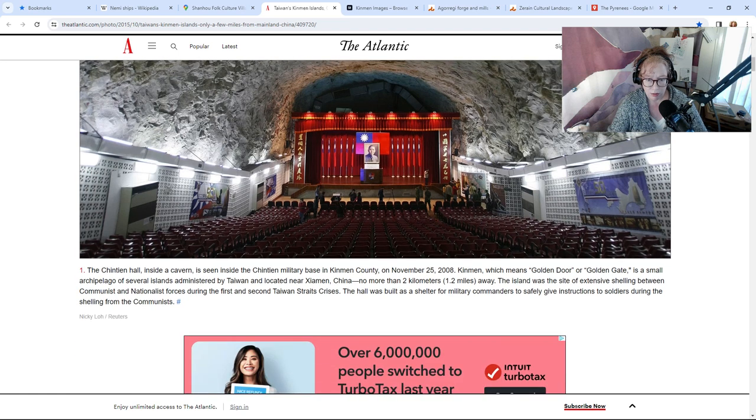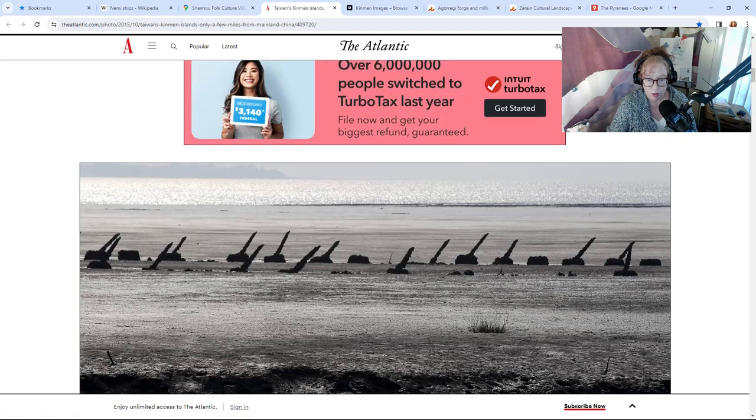This is a hall that is built in a cavern on Kinmen Island. Kinmen means golden door or golden gate. A small archipelago of several islands administered by Taiwan and located near Xiamen, China, no more than 2 kilometers away. Oh, part one of the islands is only 1.2 miles away. The main island we looked at was 5. The island was the site of extensive shelling between communist and national forces during the first and second Taiwan Straits crisis. The hall was built as a shelter for military commanders to safely give instructions during the war.